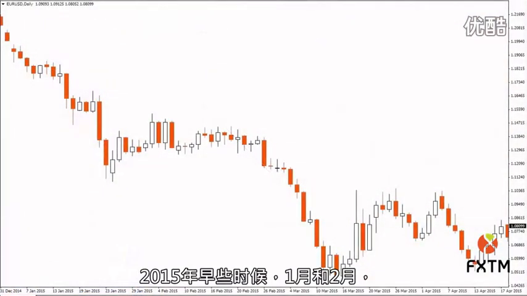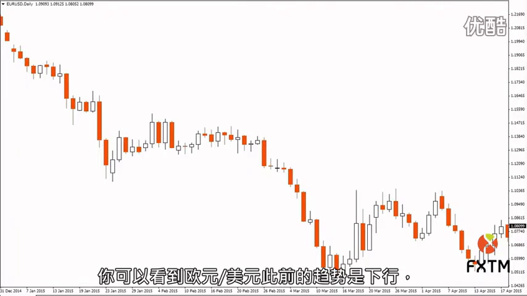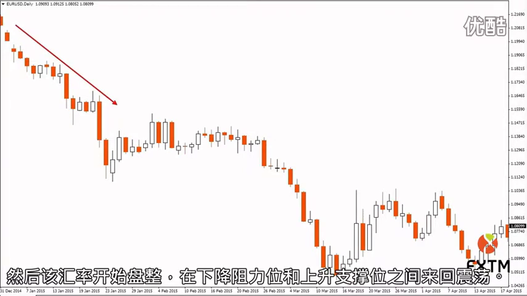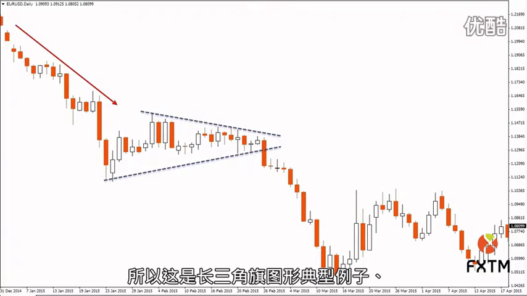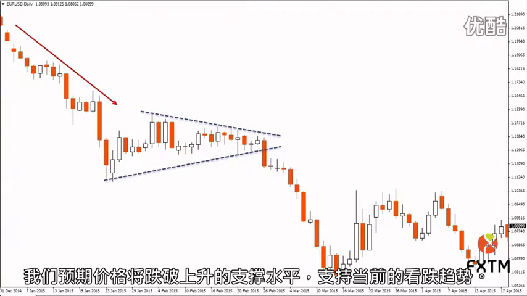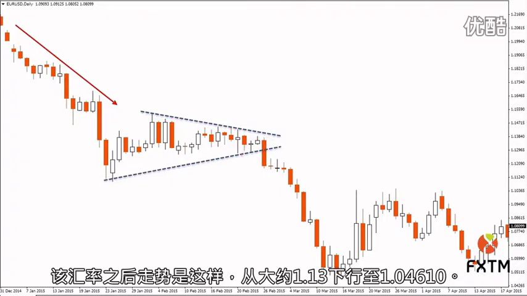Earlier in 2015, in January and February, you can see that the prior trend on the euro dollar was to the downside, and then the pair began to consolidate, where we got this bouncing back and forth in the price between a descending resistance level and an ascending support level. This is a classic example of a pennant formation. What we're looking for is for the price to actually break down below that ascending support level in favor of the prevailing trend, which in this case was bearish, which it subsequently did, and we got a nice move lower from about 1.13 even to 1.04610.